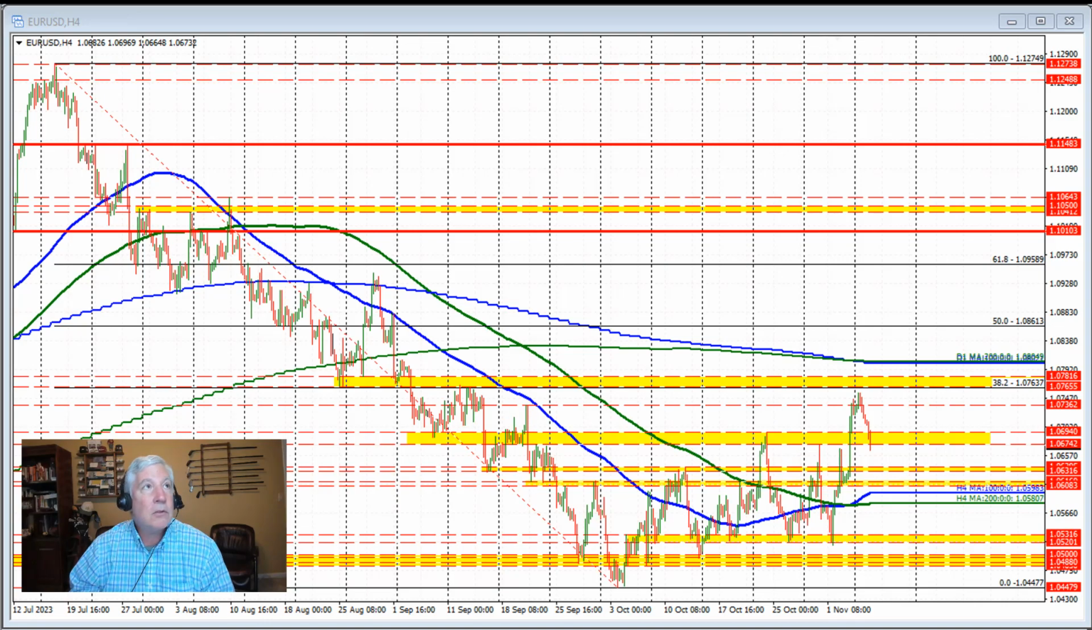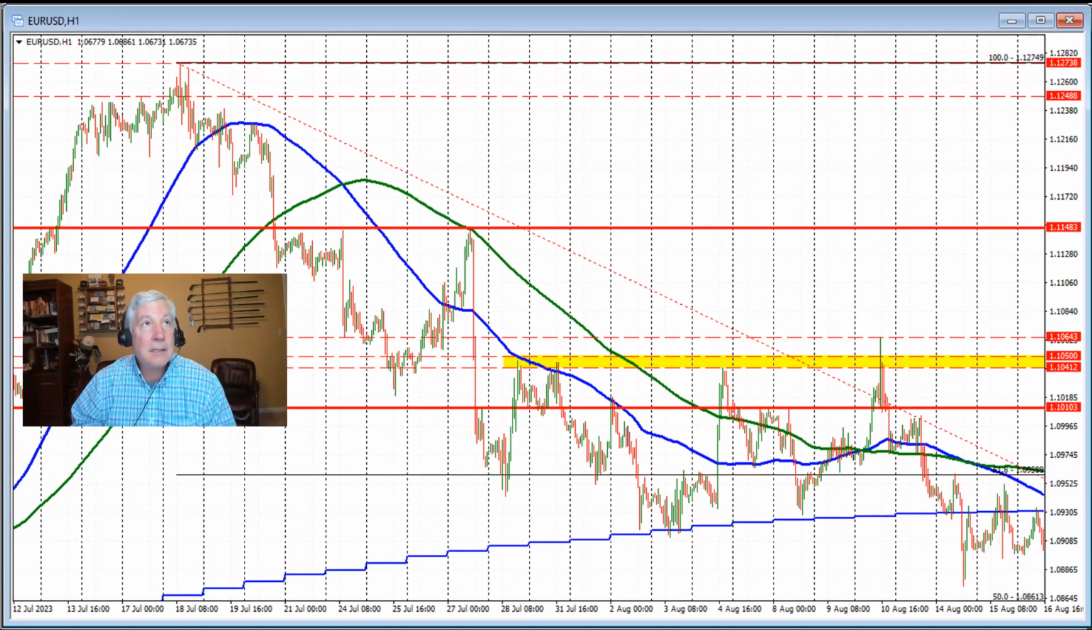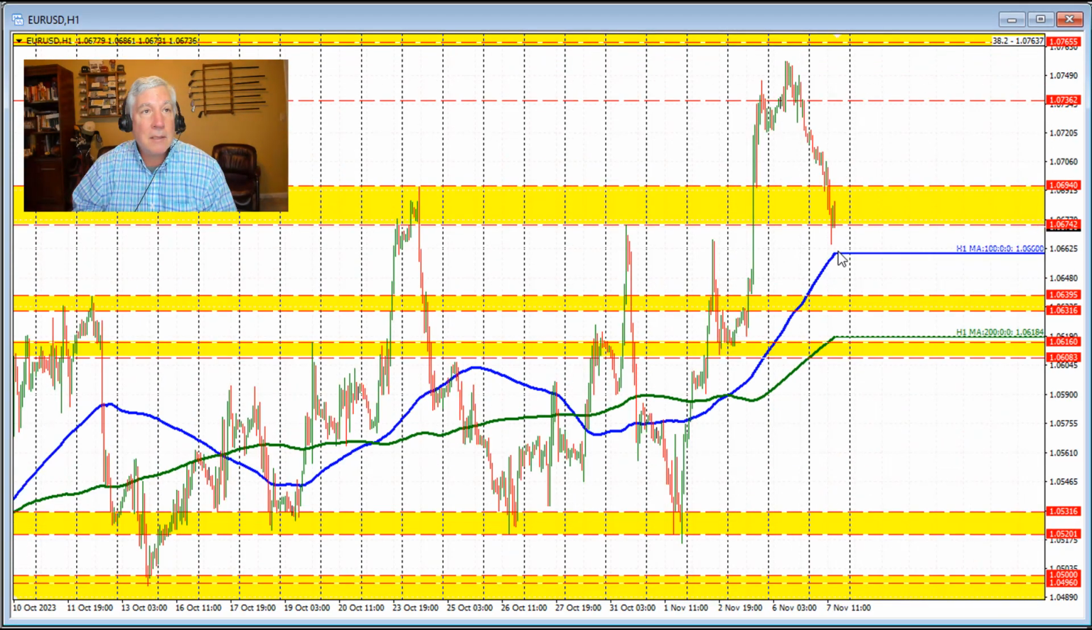Let's go to the hourly chart and see if there's anything supporting the market despite the move to the downside. You can see that the rising 100-hour moving average is in play. That level comes in at 1.0660, it looks like. And the low price in trading here today reached 1.06648. So it got within 5 pips of that rising 100-hour moving average. Perhaps that is slowing the decline.